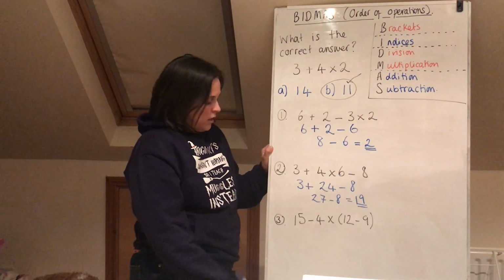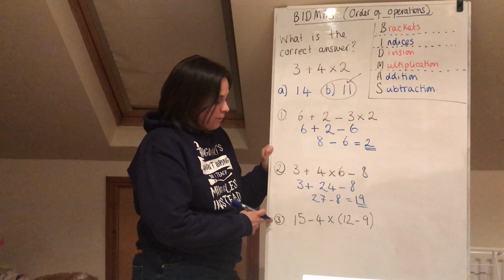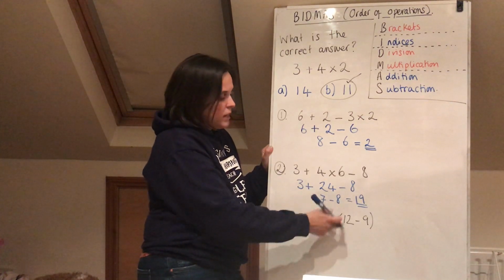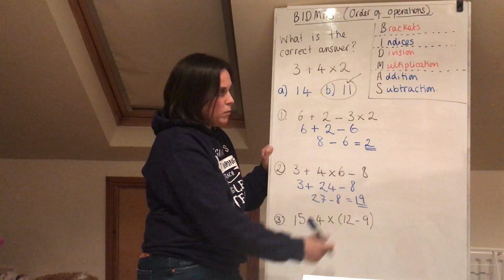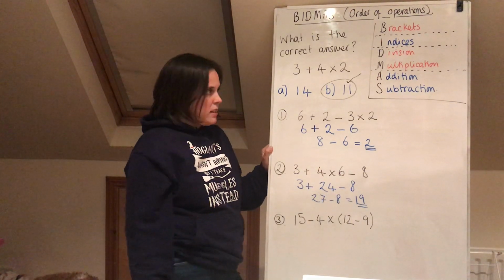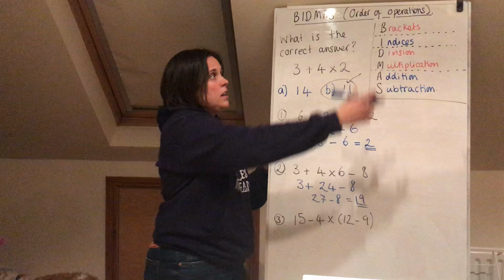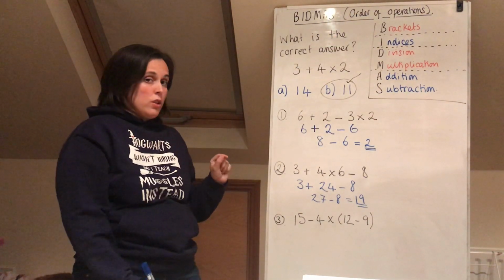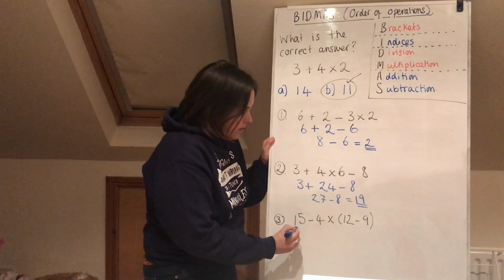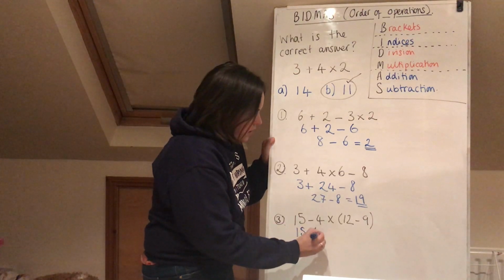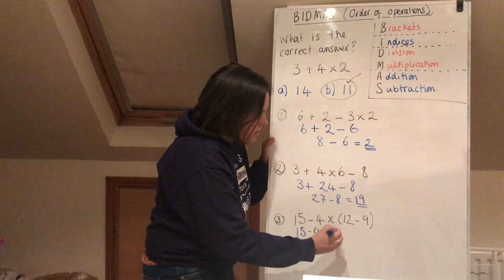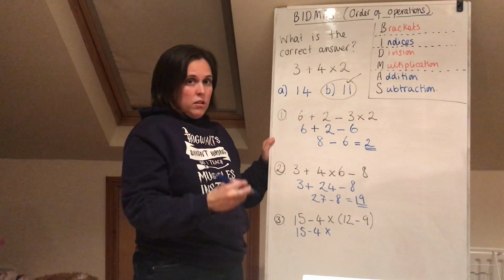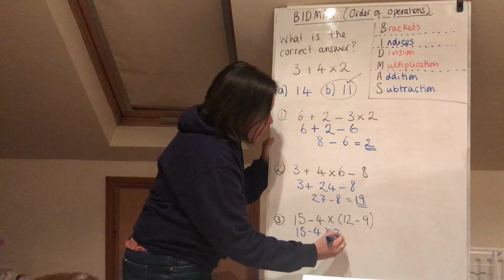Okay? Right, third question. We have 15 take away 4 times, in brackets, 12 take away 9. So now we've got brackets. Because we've got brackets, that's our most important operation, so we must do that first. So copy everything else down. 15 take away 4 times, now 12 take away 9 is 3, so we're going to write 3.